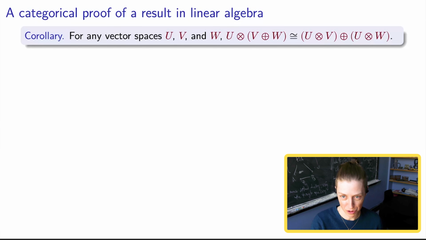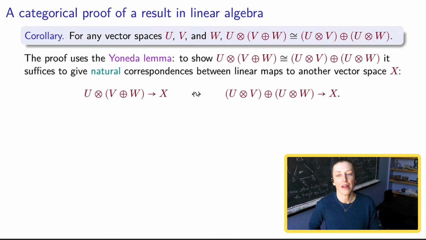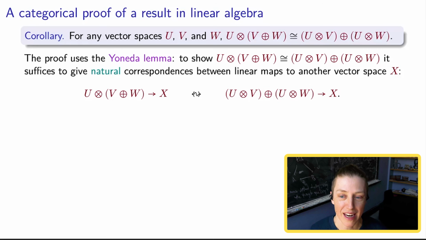Okay, so why is this true? And this is something that works not just for finite dimensional vector spaces, but for infinite dimensional ones as well. So you might have an argument in mind for finite dimensional vector spaces, but we need a better argument. And the starting point is really the fundamental theorem of category theory. It's something called the Yoneda lemma.